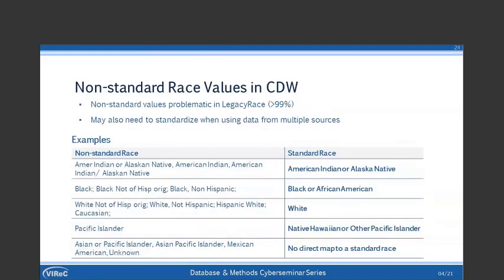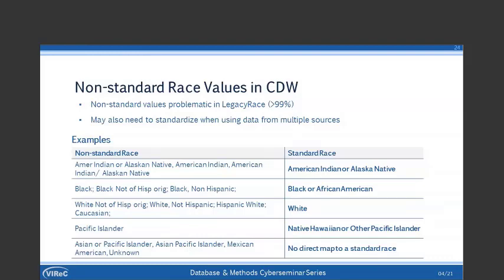We also have non-standard race values in the CDW. This is largely a problem with the legacy race variable, where greater than 99% of entries are not standard. Partly that is due to slight differences in how the text of the data was recorded amongst sites, and also because the current standards were not the standards at that point in time. So the wording may have been slightly different. You may also need to standardize when you're using data from multiple sources.